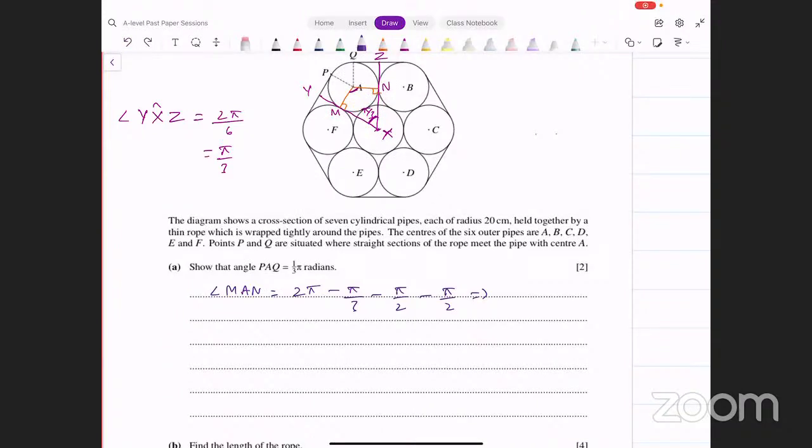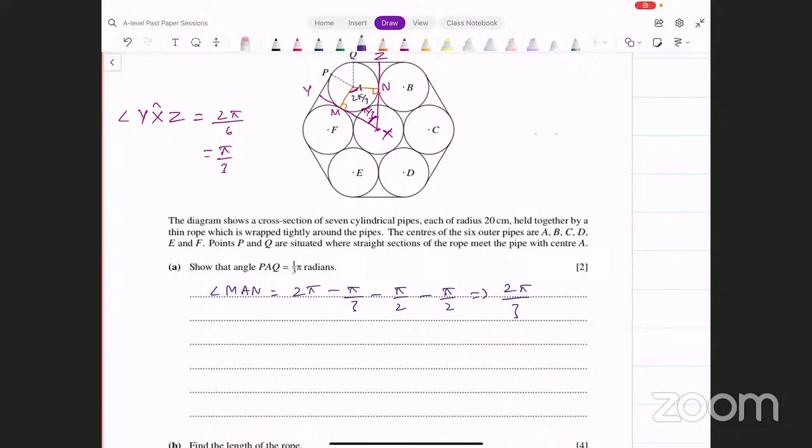What does this turn out to be? Can somebody tell me what this is? 2π minus π minus π/3. That's 2π/3. Okay, so that's 2π/3. ये एंगल 2π/3 आ गया. This angle is 2π/3.